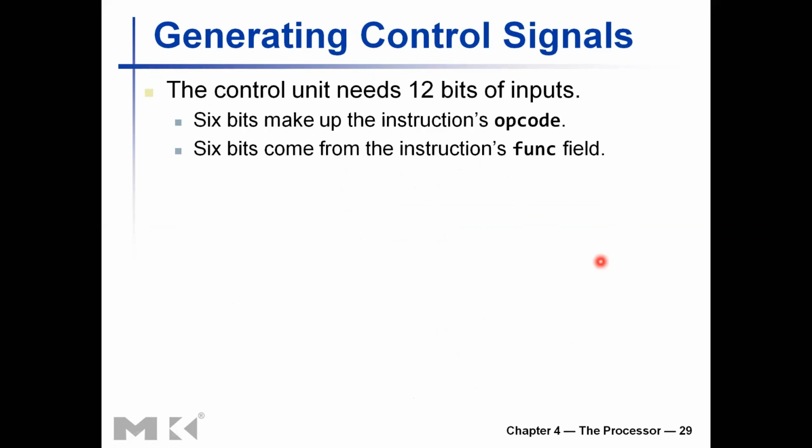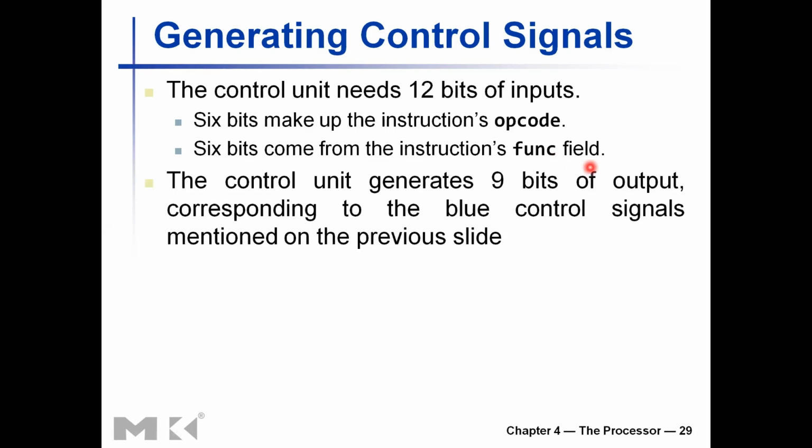So the control unit needs 12 bits of inputs in total. So the major part of that is the opcode given by the instruction. That is the most significant 6 bits of the instruction, which is the opcode. So almost all the control signals can be generated with just this opcode, but for R-type instructions, you also need the func field, that is the least significant 6 bits of an R-type instruction, which defines what ALU operation, or what mathematical or logical operation, you need for that particular instruction. So these 12 bits together serve as inputs to our control unit.